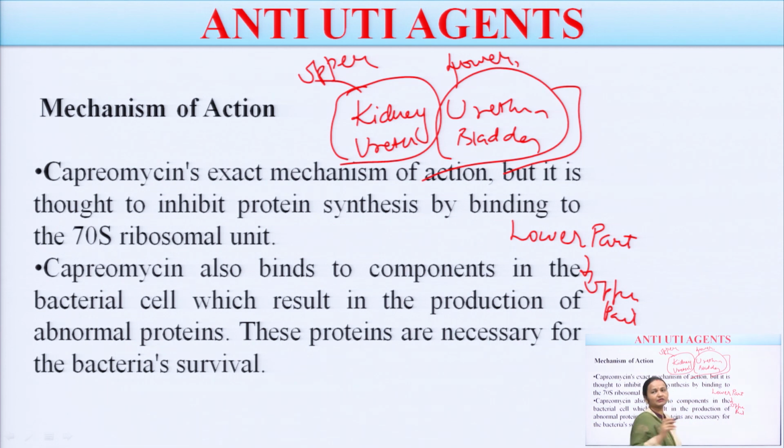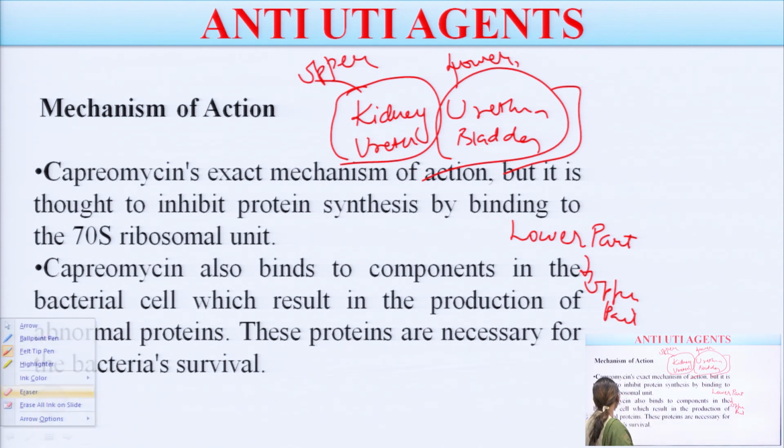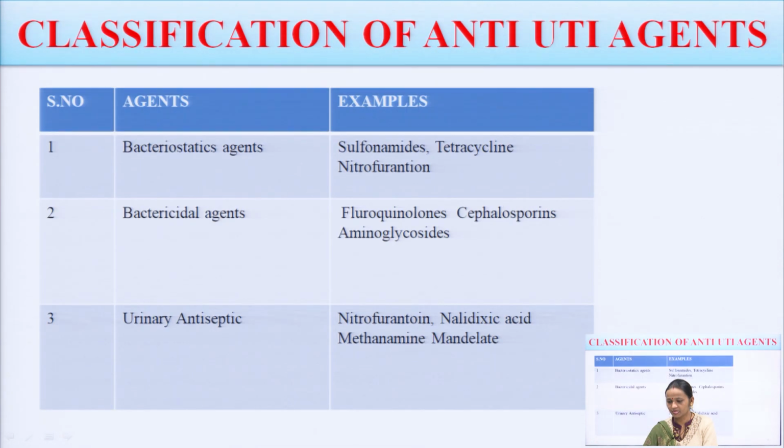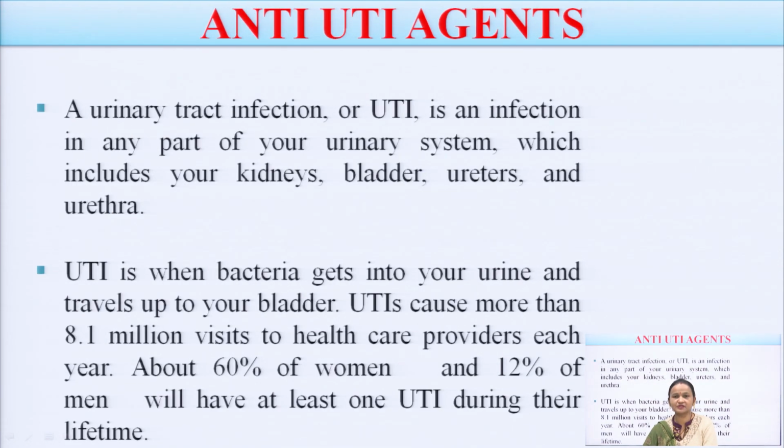The causative agents can be gram positive and gram negative bacteria like E. coli, or pneumococci. If we talk about the different types, pyelonephritis is a disease caused when infection occurs in the kidney and ureters, or cystitis, bladder inflammation, can also occur. If we talk about prevalence, we have seen that 60% of women and 12% of men have at least one urinary tract infection during their lifetime.